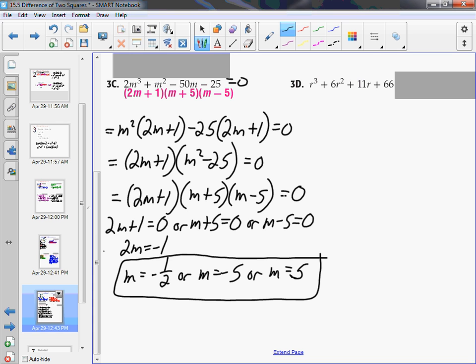What are you going to try on that last one? See if you can do that one by grouping. Do 3D.